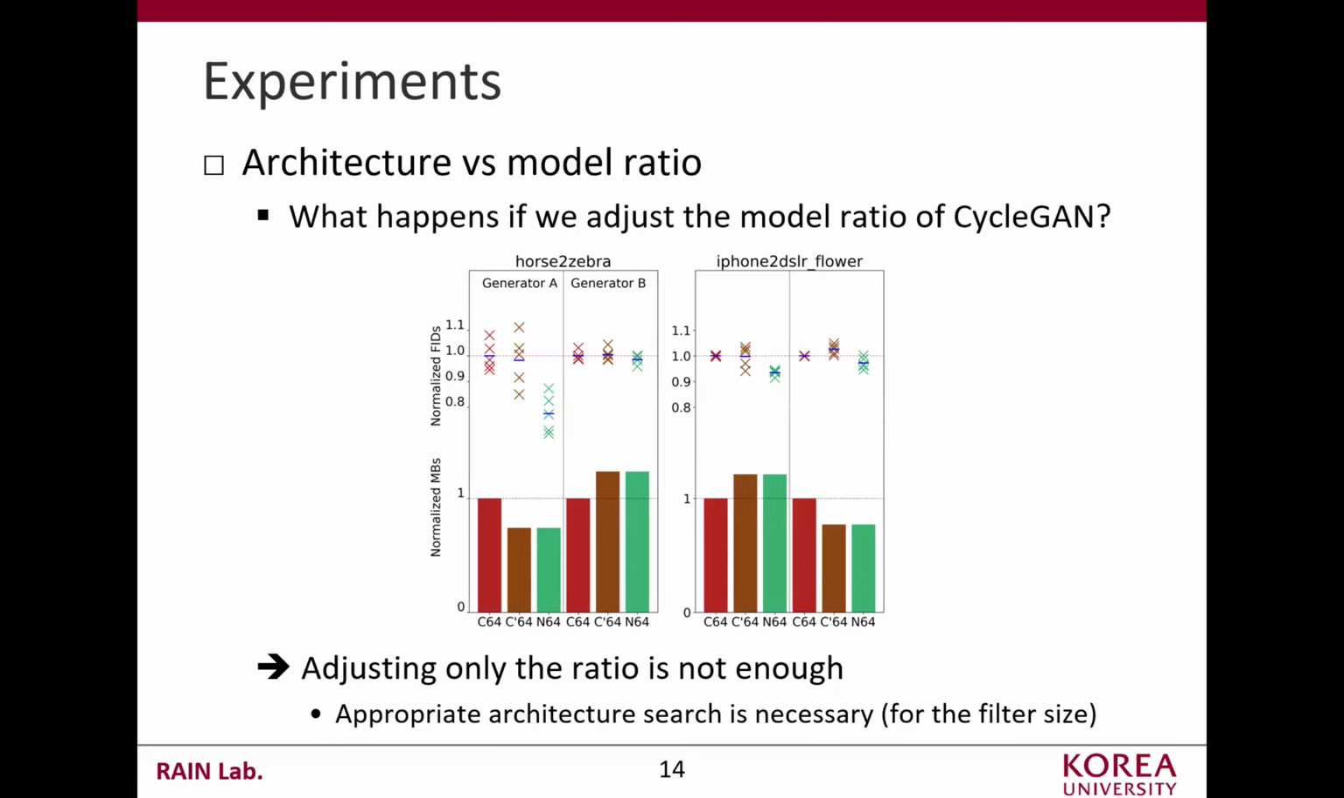The brown one is the model-size-adjusted CycleGAN, the green one is our CycleGAN-S architecture, and the red one has the same size for generators A and B. You can see that adjusting only the ratio is not enough to deal with the data imbalance. You need to search for the filter sizes and so on.